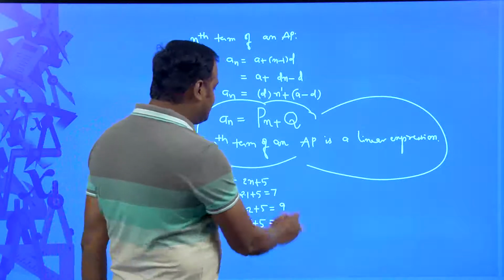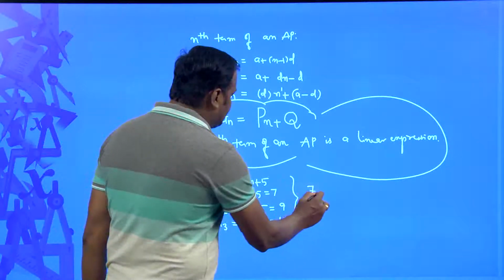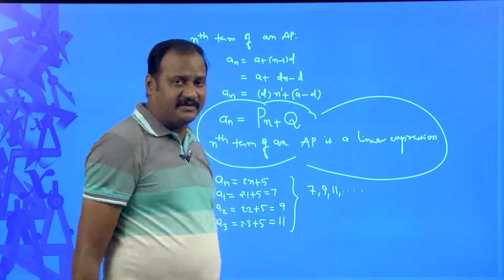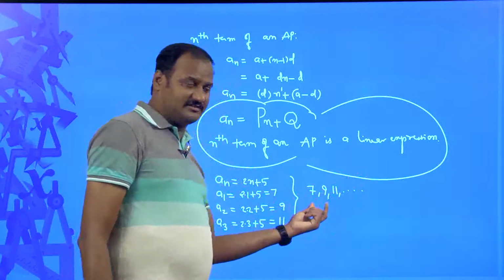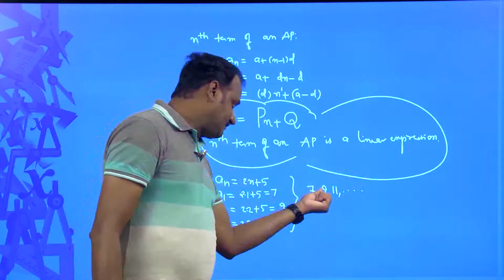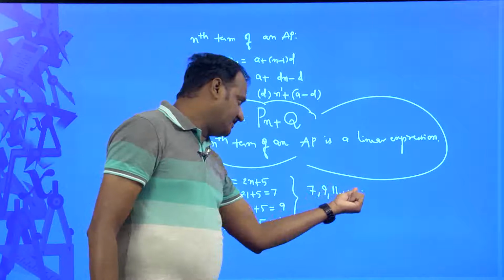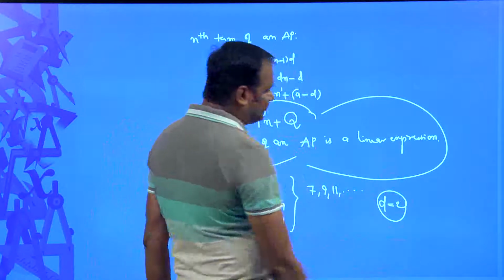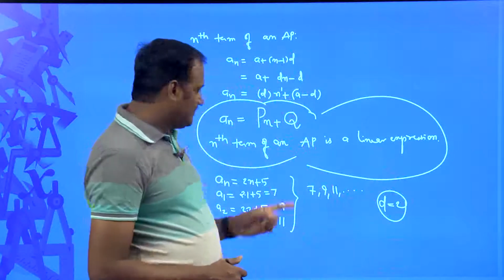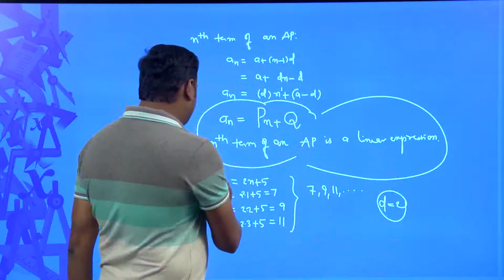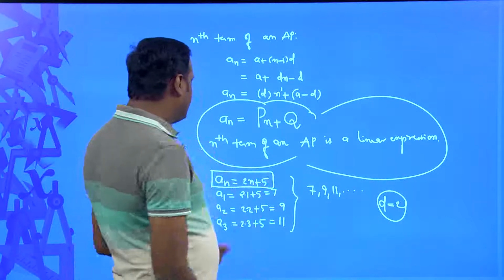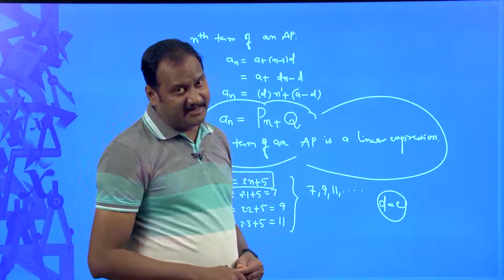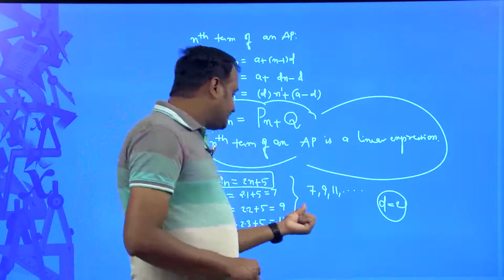Once you see the 3 terms, what are they? 7, 9, 11 and so on. Is this not an arithmetic progression? Absolutely an arithmetic progression. See here, 7 plus 2 equals 9, plus 2 equals 11, and so on. That plus 2 is the common difference, so the common difference is equal to 2. Observing this, a_n = 2n + 5 is basically a linear expression. That is why it forms an arithmetic progression.